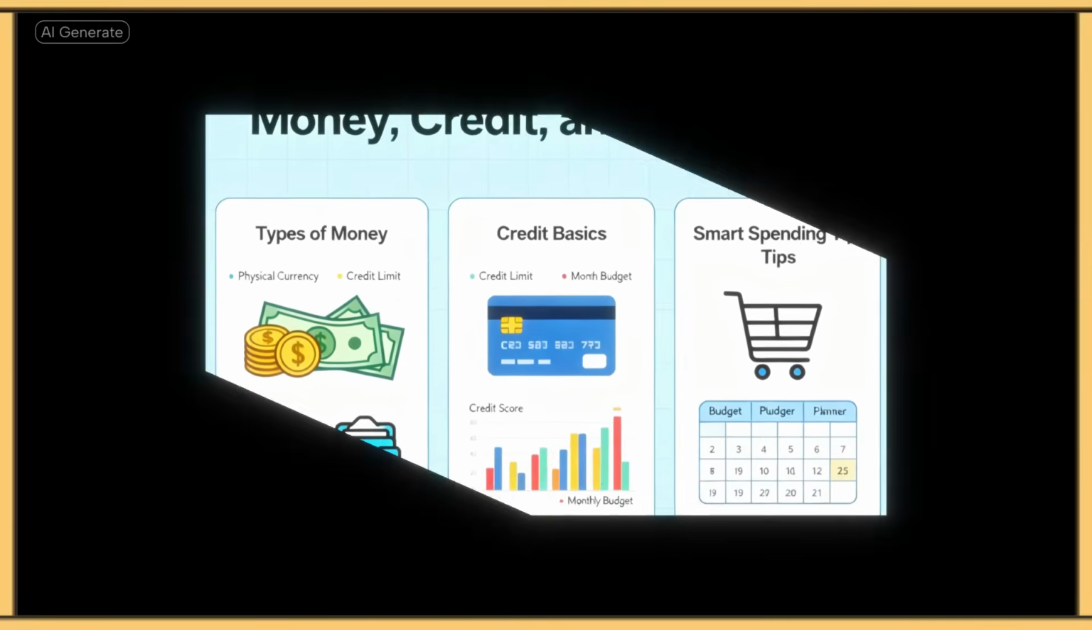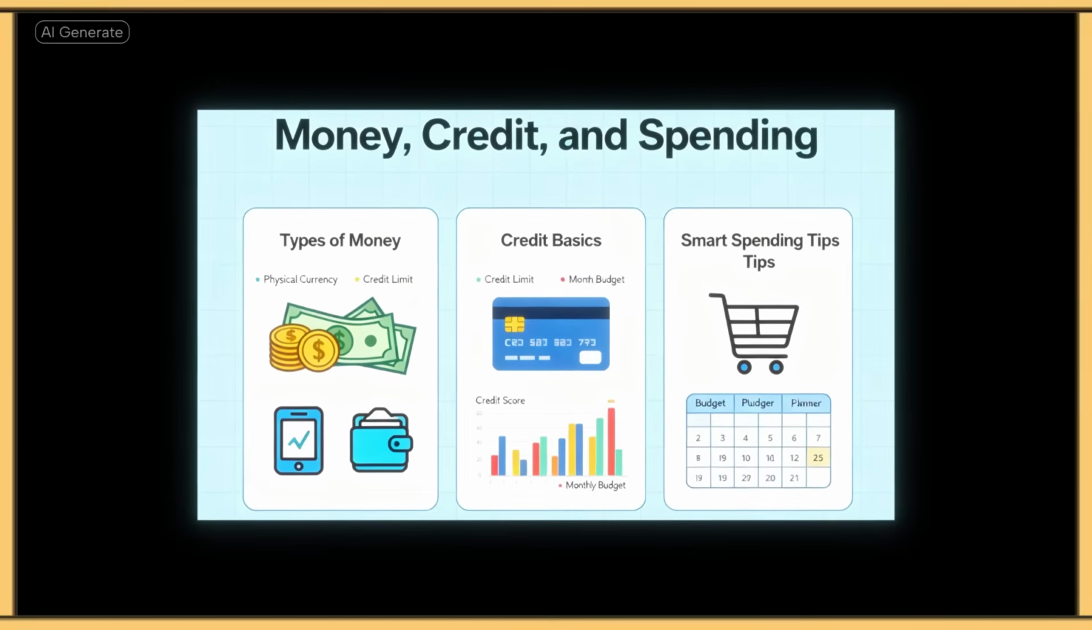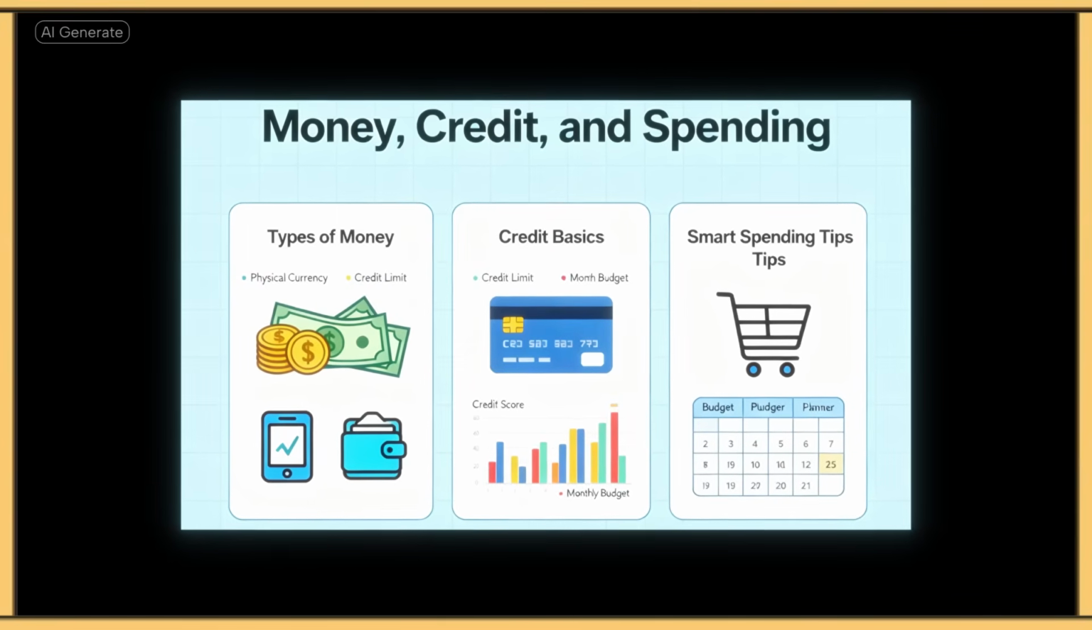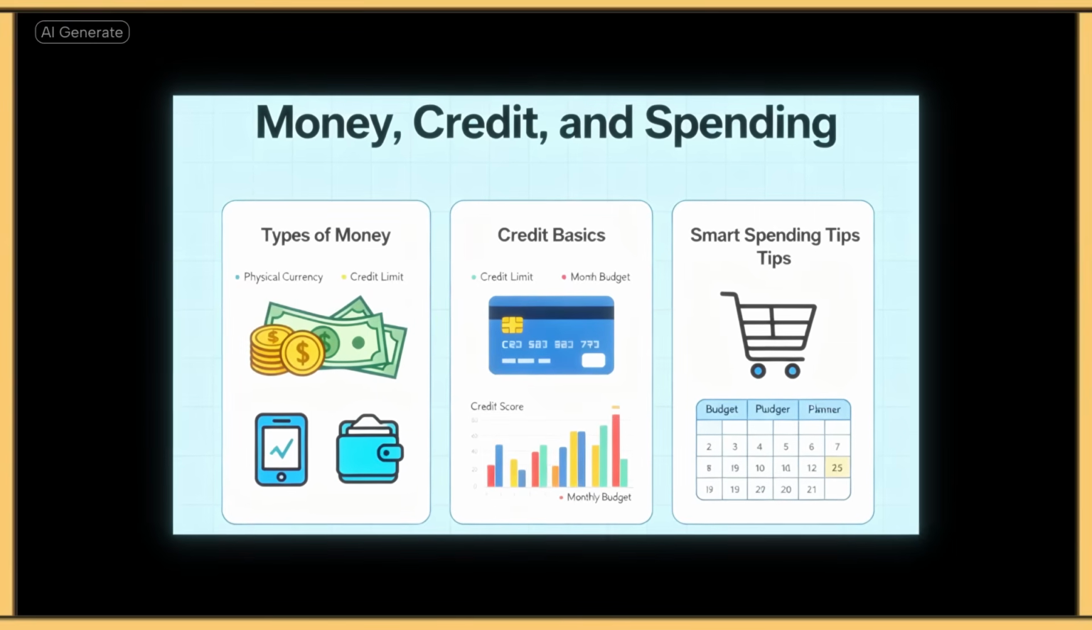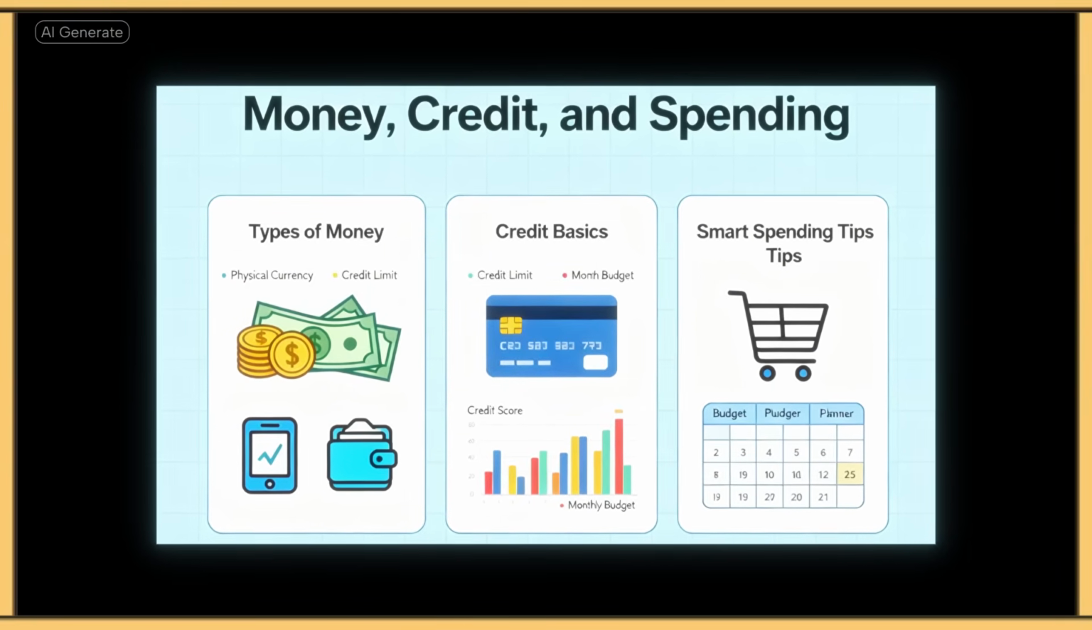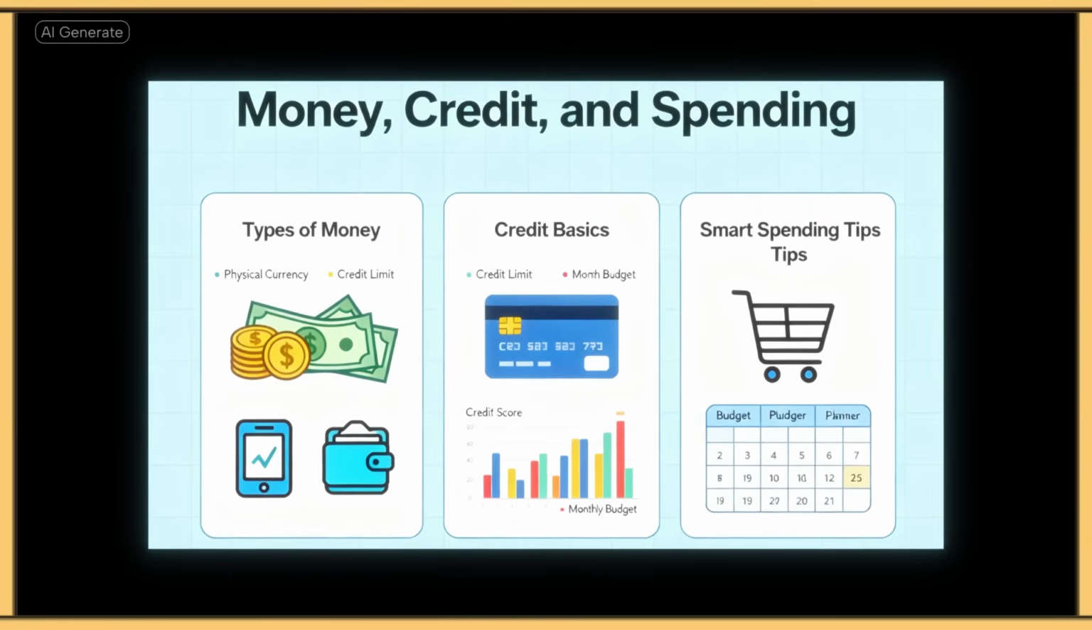2. Money, credit, and spending. People can spend in two ways. 1. Using money they already have. 2. Using credit, which is borrowed money. Credit increases spending power immediately, but it creates debt, which must be repaid later.